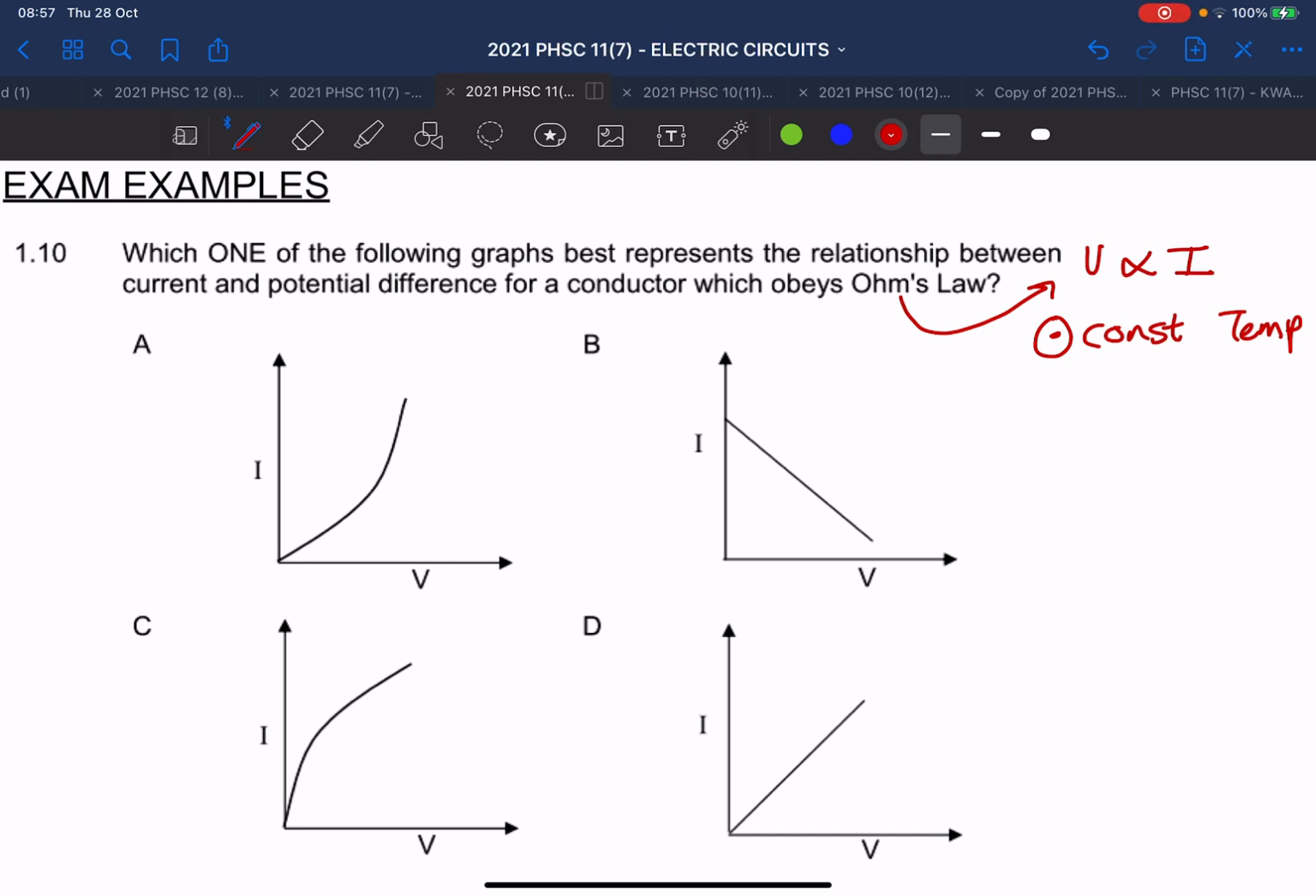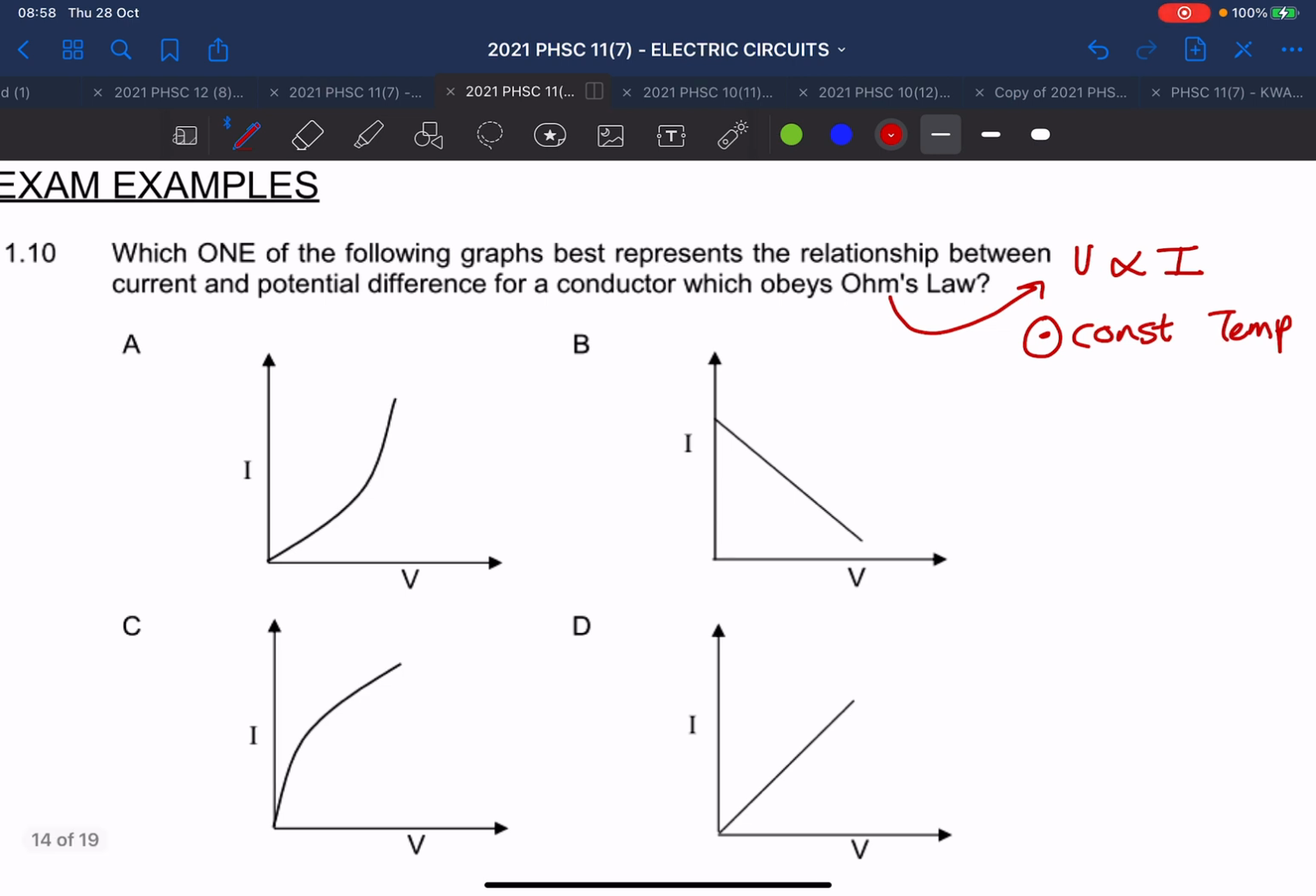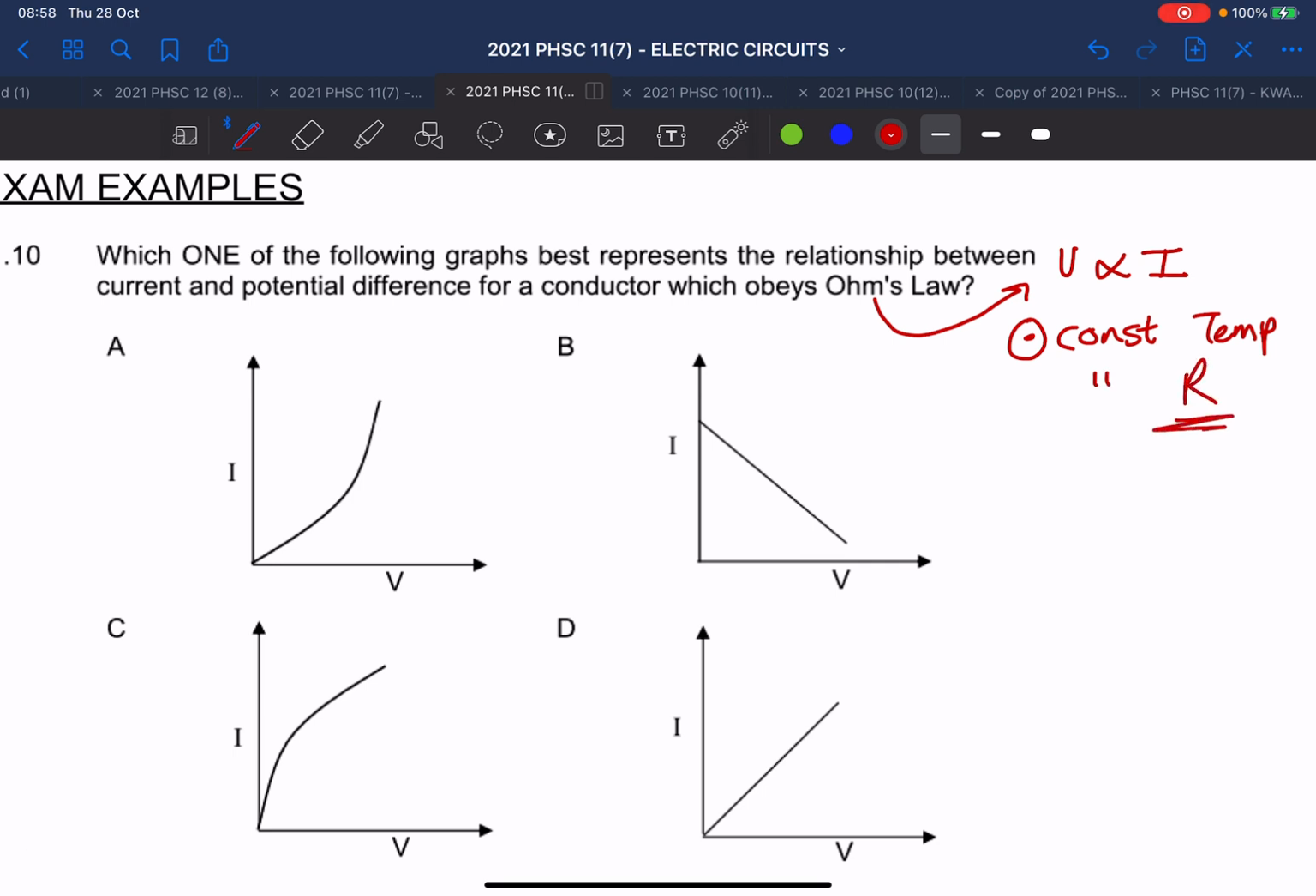What must actually remain constant? Go to your notes. Resistance. Yes, the resistance must remain constant. That is important that you know that.